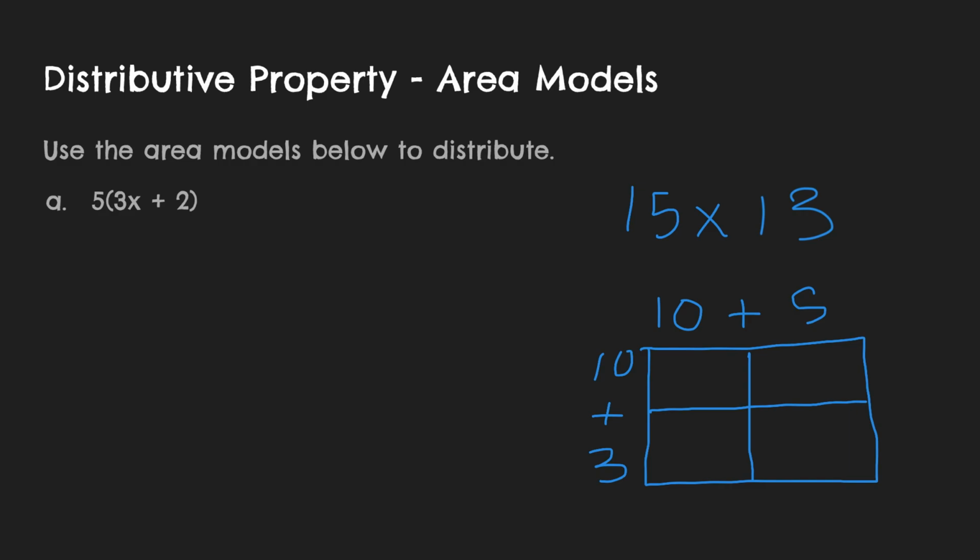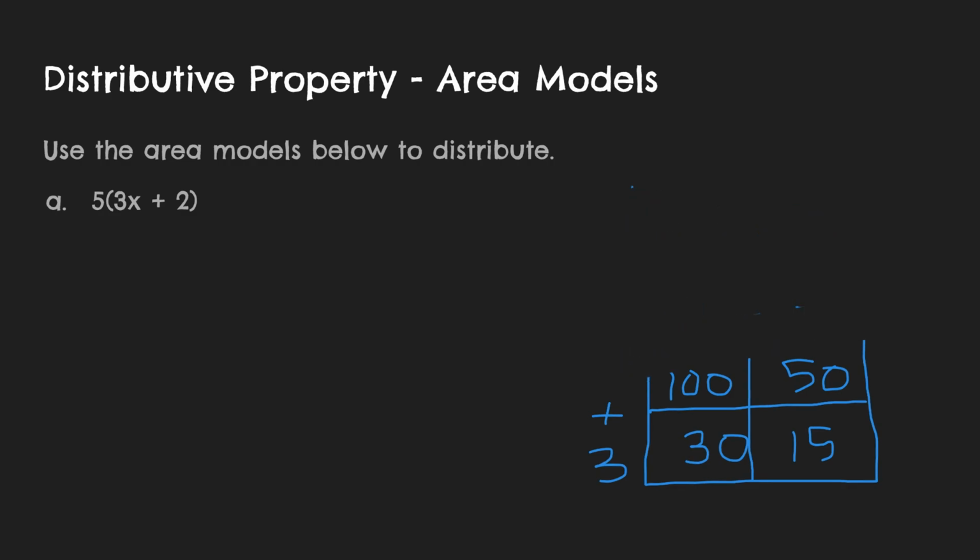So 10 times 10 would be 100. 5 times 10 would be 50. 10 times 3 would be 30. And then 5 times 3 would be 15. Then to figure out our solution, we would add all that together. So that's an example of an area model, and we're going to use that area model to distribute, or use the distributive property, on these expressions. So let me get rid of that. We don't need it anymore.